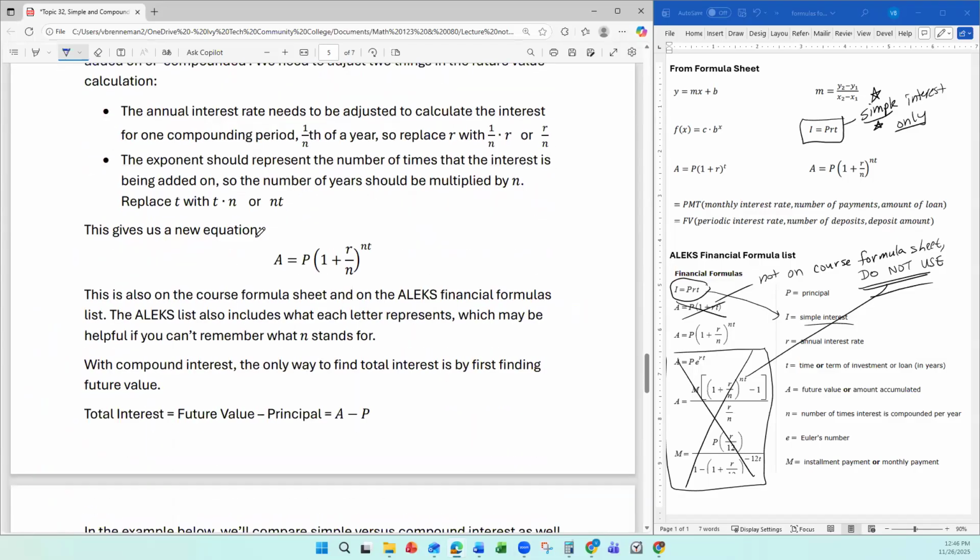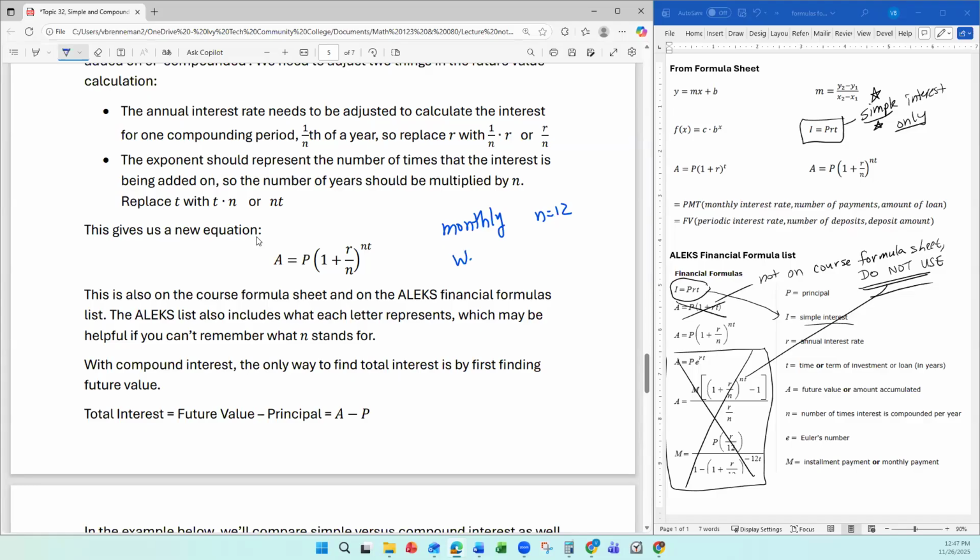If it is compounded more than once per year, the interest rate is still the per year rate. The time is still in years. We have to adjust both of those. So the rate gets divided by the number of times per year. The time gets multiplied by the number of times per year. So if it is, let's say, monthly, n equals 12, the rate gets divided by 12 to get the per month rate, and the time gets multiplied by 12 to get the number of months.